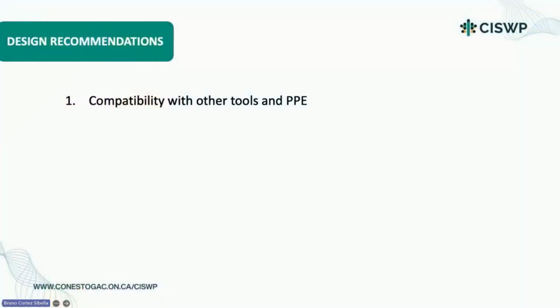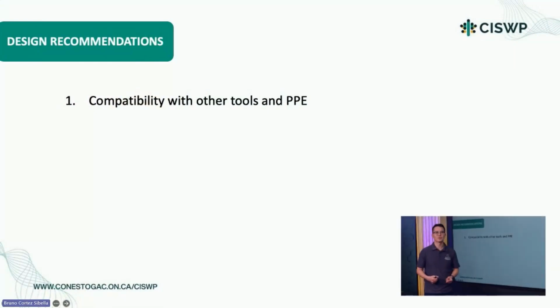For the designers and manufacturers in the crowd today, we also asked participants to share their ideas and recommendations as to what they would like to see in future exoskeletons. And this is what they said. The exo should be compatible with other tools and PPE. So participants felt encumbered when wearing the exo over tool belts and sometimes over harnesses and jackets as well. They said that the exo should be compatible with tool belts and harnesses to minimize the amount of straps and belts around their waist and shoulder areas.